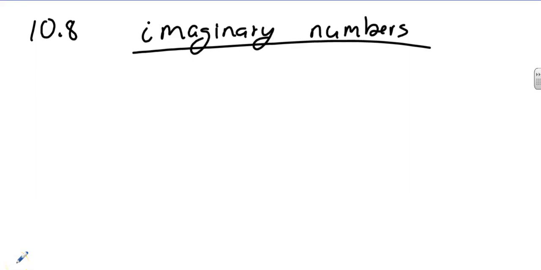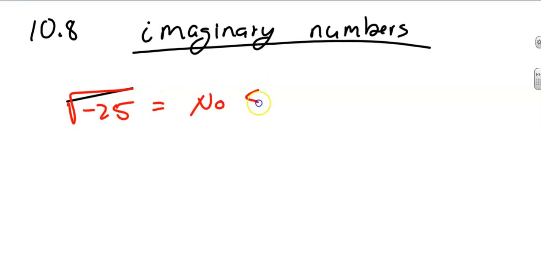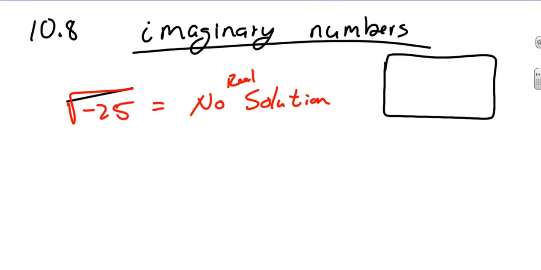All right, 10.8. Two objectives here. This is all with imaginary numbers. And here's what all of imaginary numbers deals with. Basically, up until this point, if we took the square root of negative 25, this was no solution. Now, they kind of put a little asterisk here. They're going to tell you that this was actually really no real solution. Okay, here's what imaginary numbers does. Basically, everything with imaginary numbers spins off one big topic.